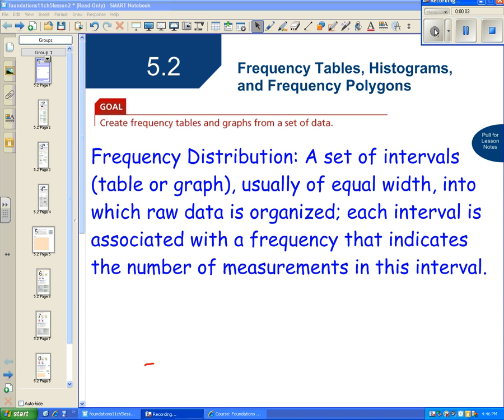5.2 is called Frequency Tables, Histograms, and Frequency Polygons. So, we're going to be learning about these three different types of frequency distributions. A frequency distribution is a set of intervals, a table or graph, usually of equal width, into which raw data is organized. Each interval is associated with a frequency that indicates the number of measurements in this interval.